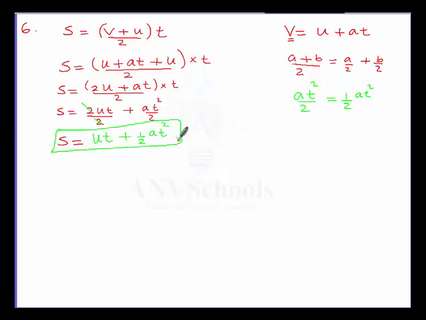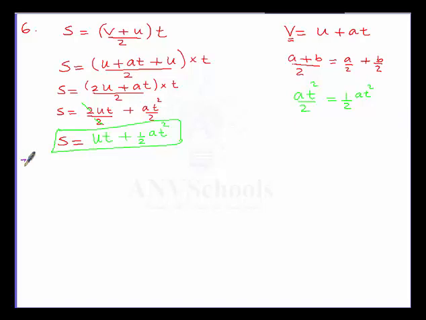So the distance traveled by an object can be calculated as initial speed multiplied by t plus half at square, or you can write it as at square over 2. This is our sixth equation. The last equation is the seventh equation.